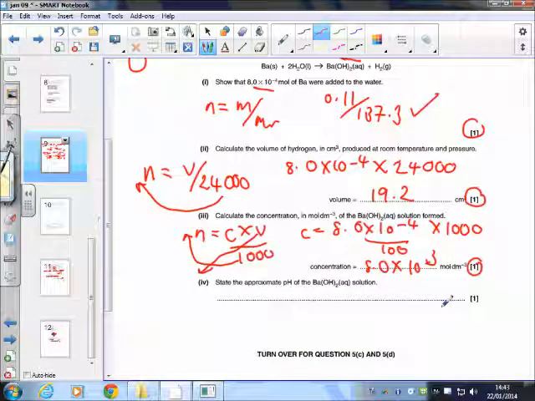And state the approximate pH of barium hydroxide. Now we know barium hydroxide, if you think of sodium hydroxide, it's got to be an alkali, so it's going to have a pH of anywhere between 7 and 15. So as long as you put a number between 7 and 15, you'll get the mark. So I'm just going to put 8, and that's for a mark.